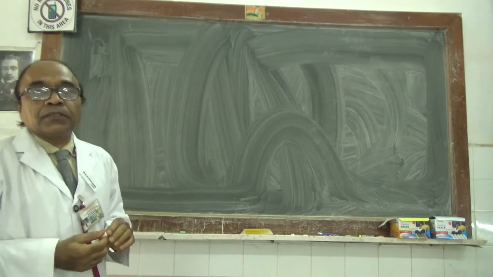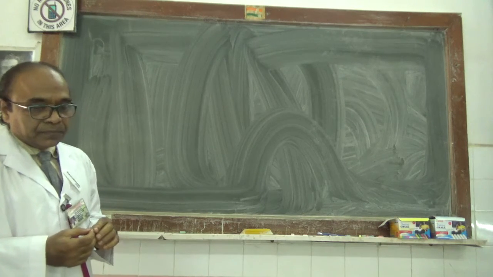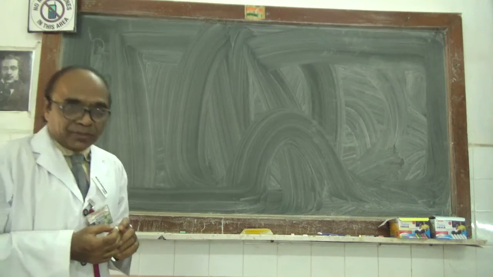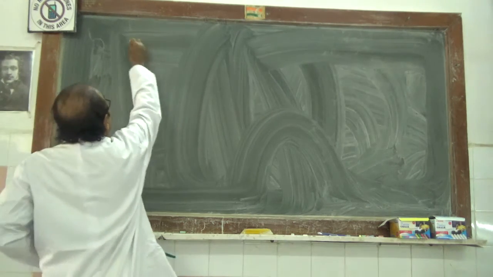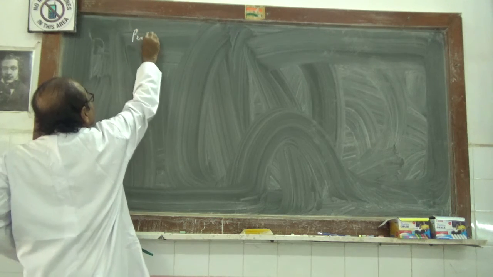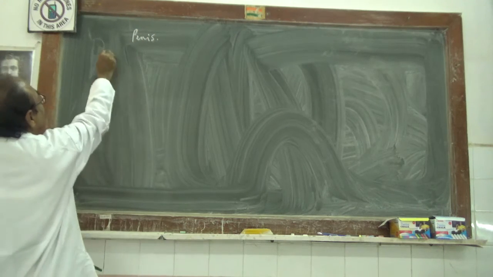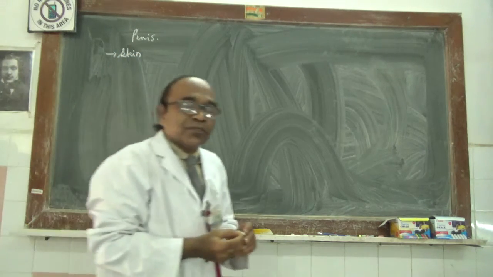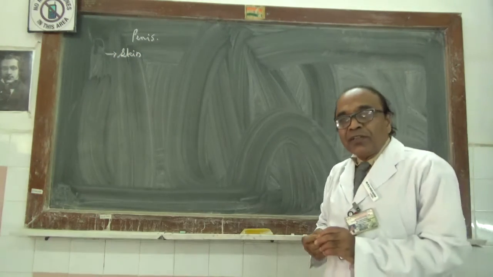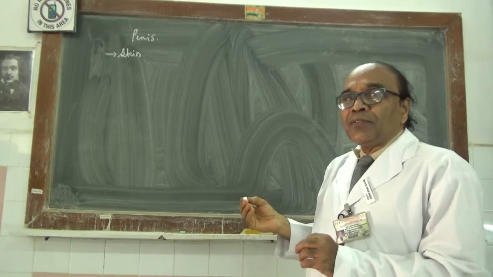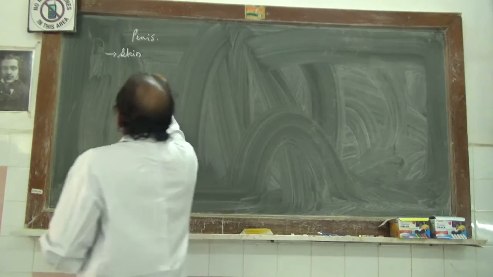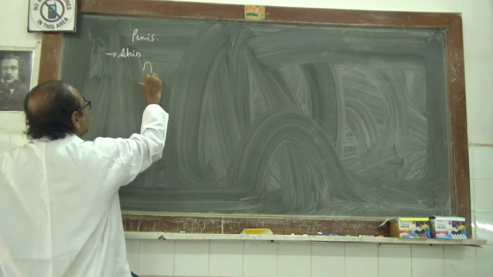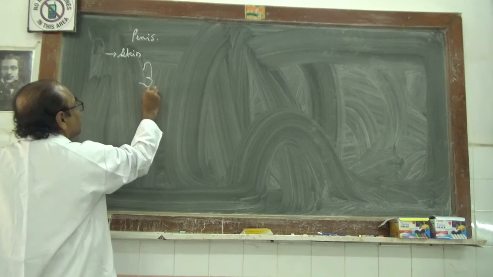Now, yesterday's topic, where we left off, we will concentrate on that a little bit. The penis: the skin of the penis, especially where the foreskin is there over the glans penis. This is the glans penis. This is the foreskin.